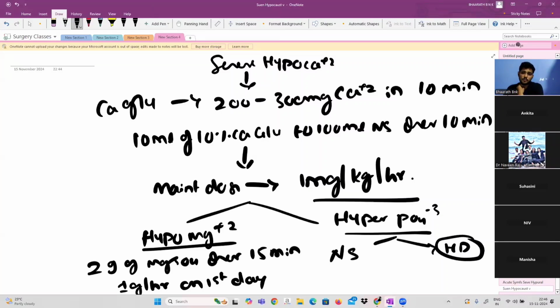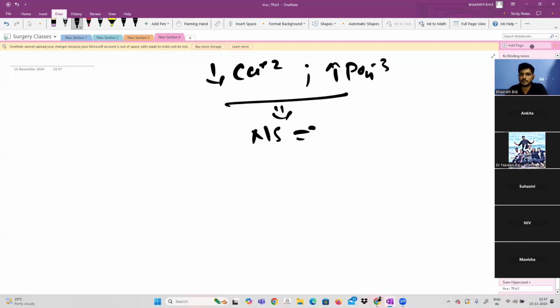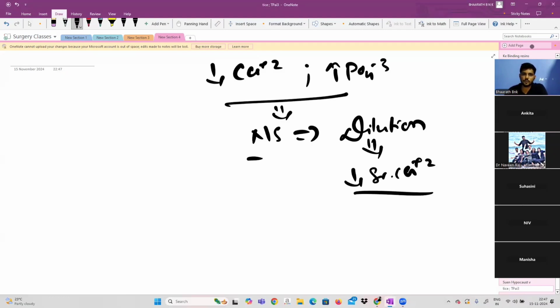But when you give NS along with flushing out of phosphate, it will cause dilution of calcium and it further reduces the calcium levels in the body, causing severe hypocalcemia. So along with NS, what you need to add is acetazolamide, right? So calcium was reduced because of increased phosphate. So to flush out this phosphate, you added NS, but NS will cause dilution and it will further reduce serum calcium levels. So that is why you add acetazolamide, right?